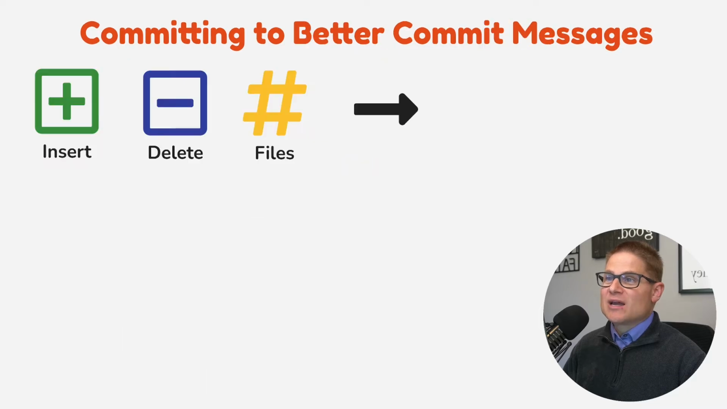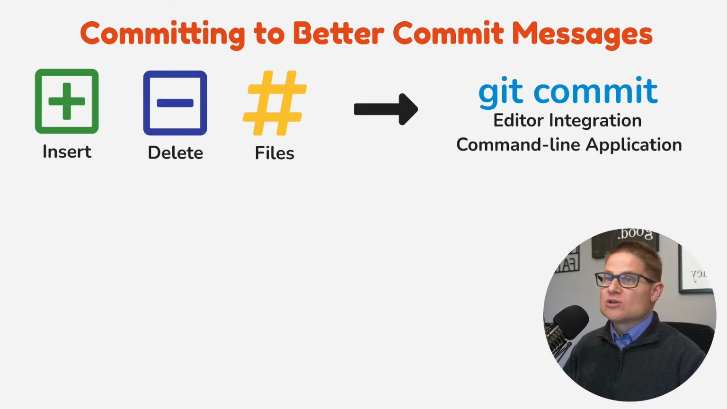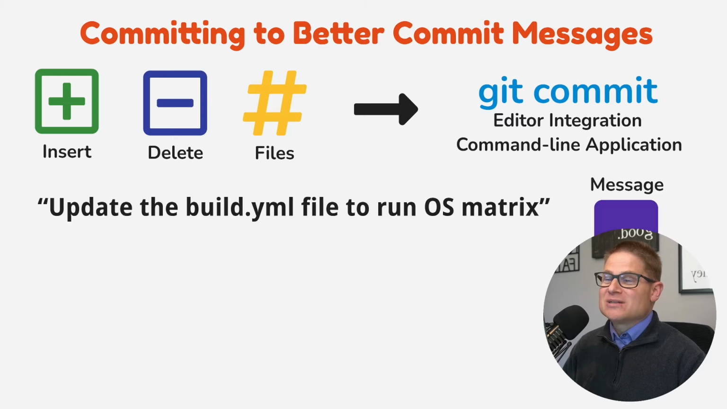Let's dive in and look at a standard workflow that a Python developer might follow. When you're writing a Python program, you may insert lines of code, you may delete lines of code, and you may do so across a wide variety of files. When you want those changes to persist in your version control repository, you're going to run a command like git commit. Whether you use that command in your text editor or as a command line application, you'll be prompted to input a message. This message should reflect the ways in which you inserted and deleted lines of source code.